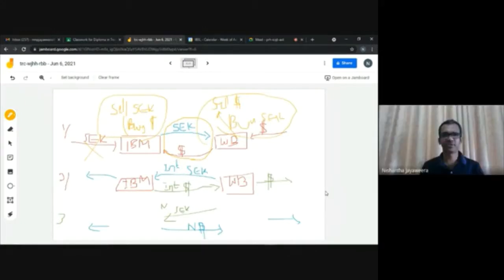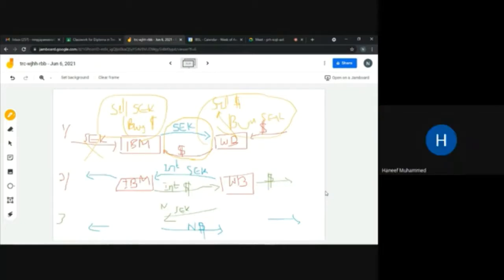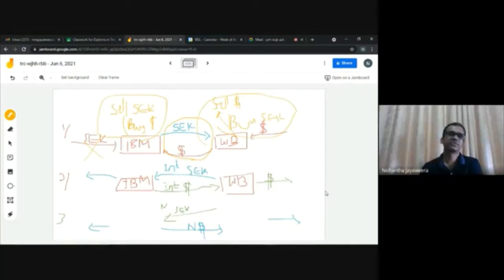If you enter into a cross currency swap with a position, then you hedge your position. If you enter into this transaction without a position, an underlying transaction, then you are exposed to the market. You speculate. Clear? Any questions?